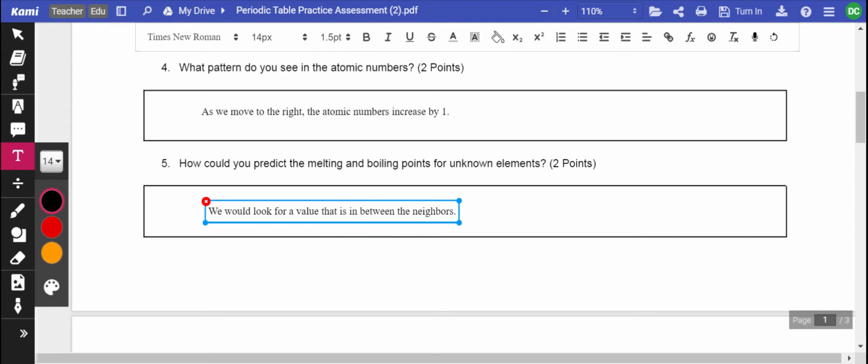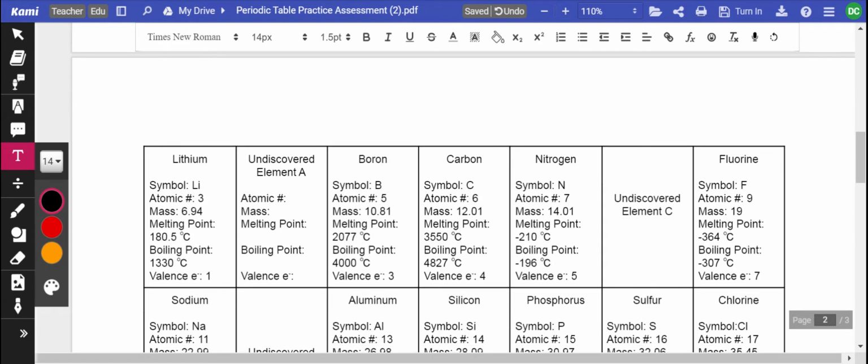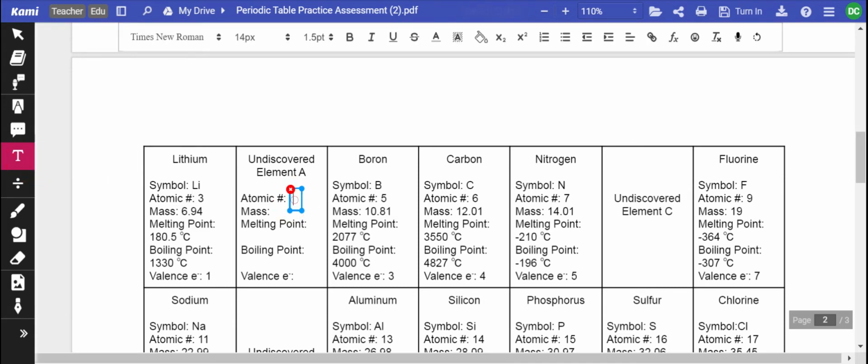So now that we've got our guidelines in terms of using patterns to find these properties, let's work on finding the properties of the undiscovered elements. For undiscovered element A, the atomic number, we've got 3 before it, 5 after it, which makes the atomic number obviously 4. For the mass, we'd look to see 6.94 before, which is about 7, and 10.81 after it, which is about 11. So the middle between 7 and 11 is about 9.